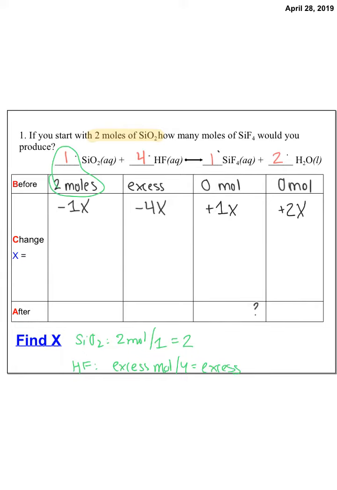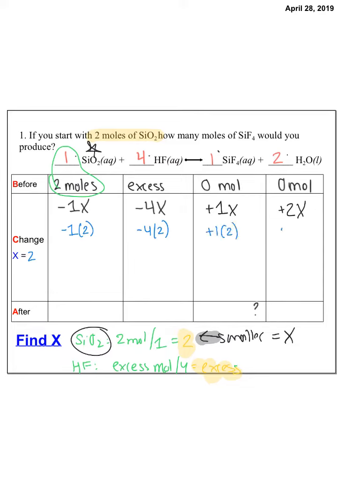But what we're going to end up doing to find our superstar is we're going to compare those two answers. And the smaller is going to be our X, which means this chemical is our limiting or our superstar. So in this case, 2 is our x, so we're going to plug in negative 1 times 2, negative 4 times 2, 1 times 2, plus 2 times 2. Okay, so that's minus 2, minus 8 when you multiply, plus 2, plus 4 when you multiply.